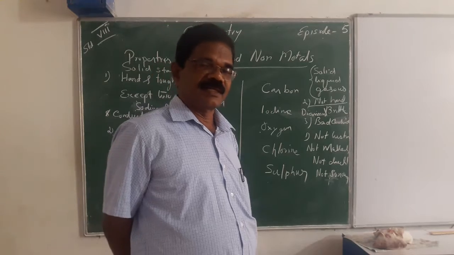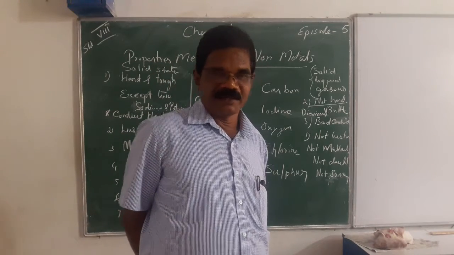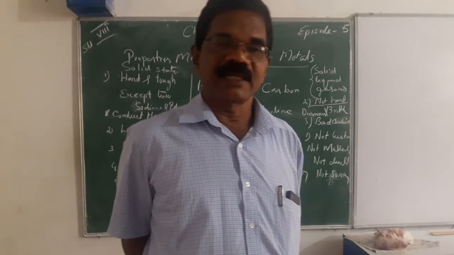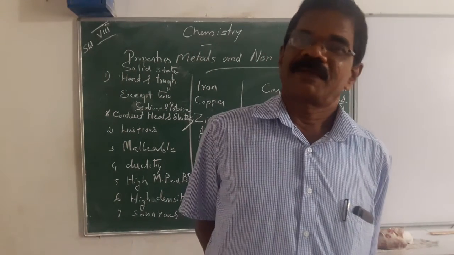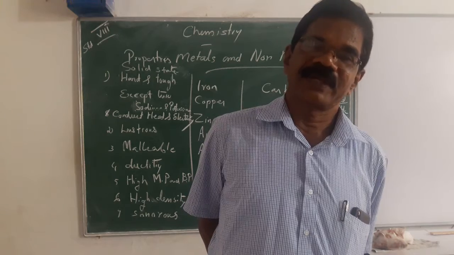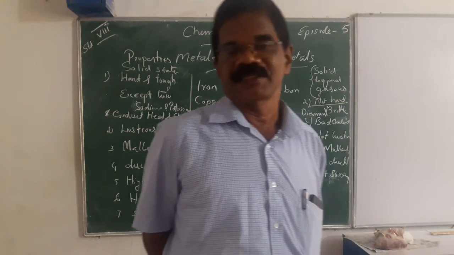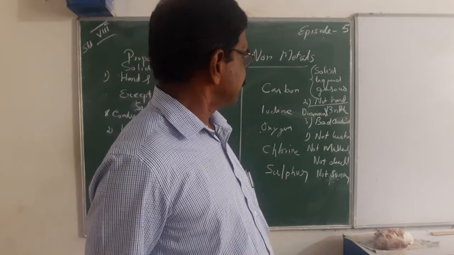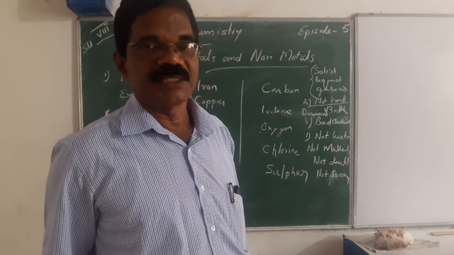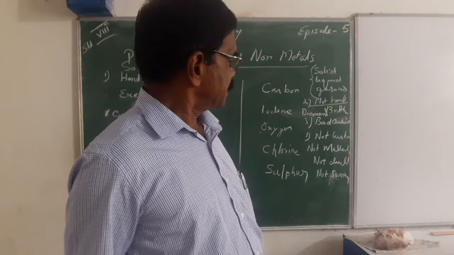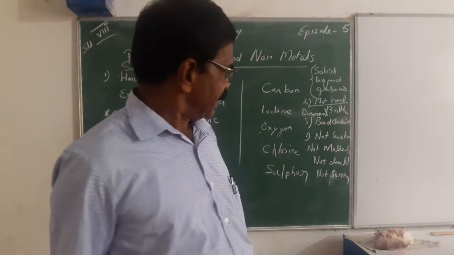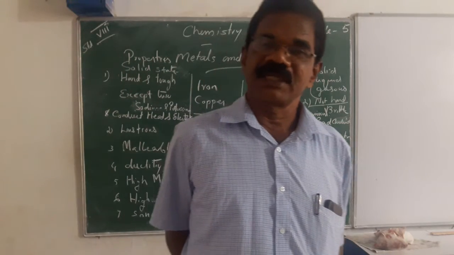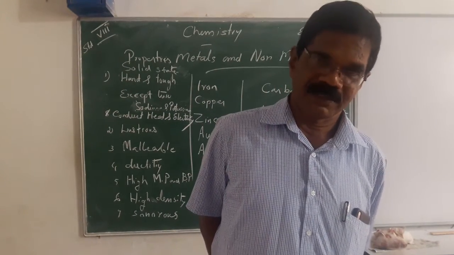That means they do not have a shiny appearance. But there is also one exception. I already told you, iodine. Iodine is a non-metal which is found in the solid state. It has a slightly shiny appearance. It also produces lustre. They are not malleable. They cannot be changed into thin sheets. They cannot be drawn into thin wires, so not ductile, and they are not sonorous. Sonorosity is not a property of non-metals.